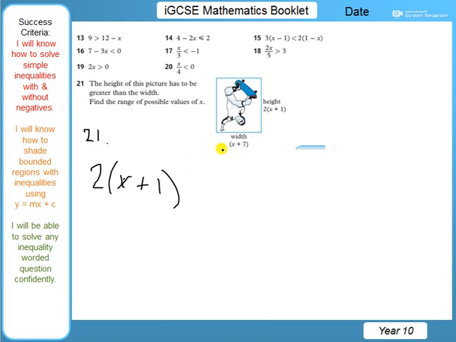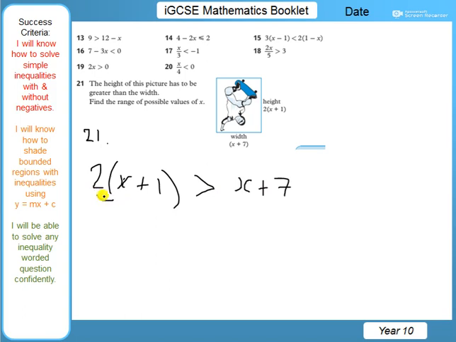Okay, and we're told it's greater than the width, so we literally follow it linearly. We've written the height of the picture, then we put the greater than sign, remember, no line underneath, and then we put the width, which is x plus 7. So now we've turned it into a question that we've seen in the previous 20 questions. Again, we need to work through it nice and steadily.